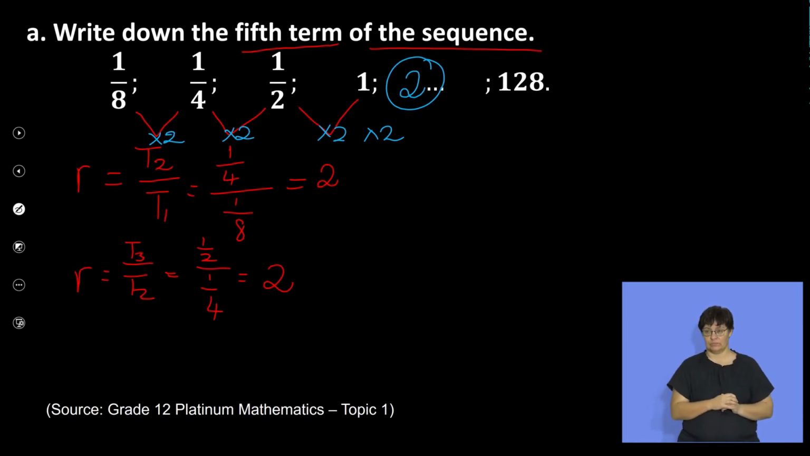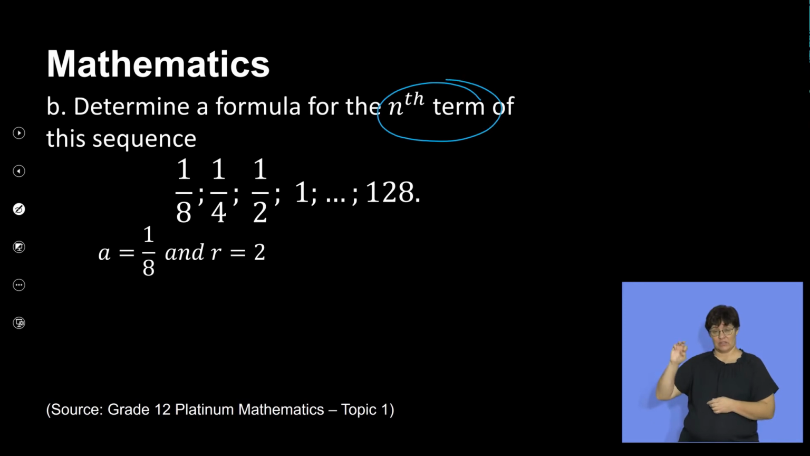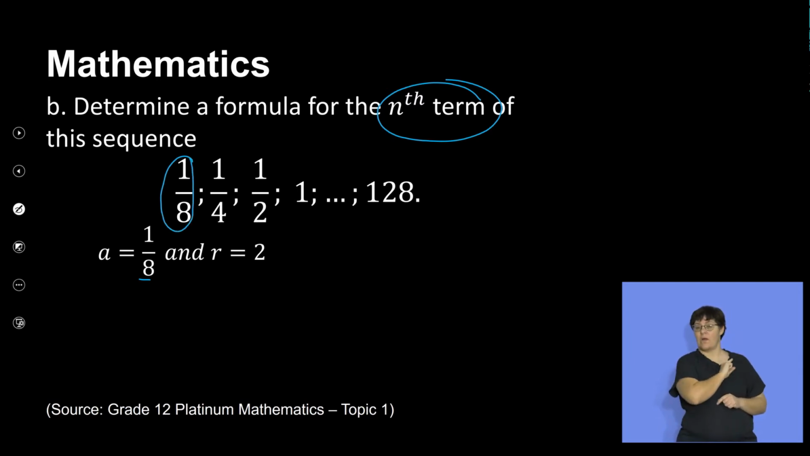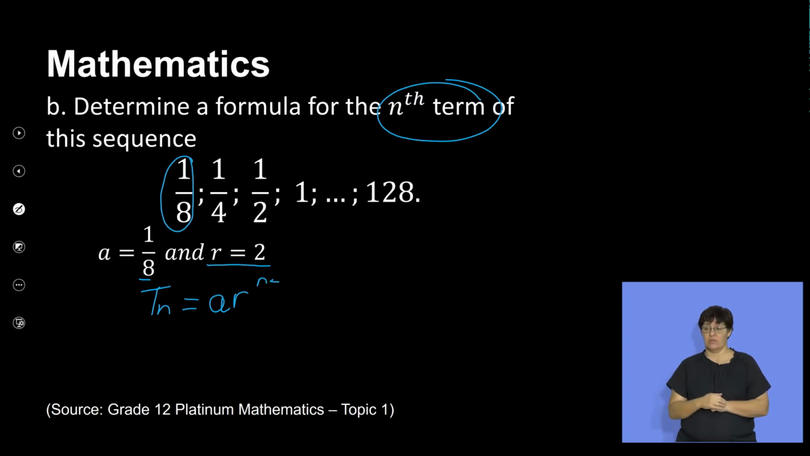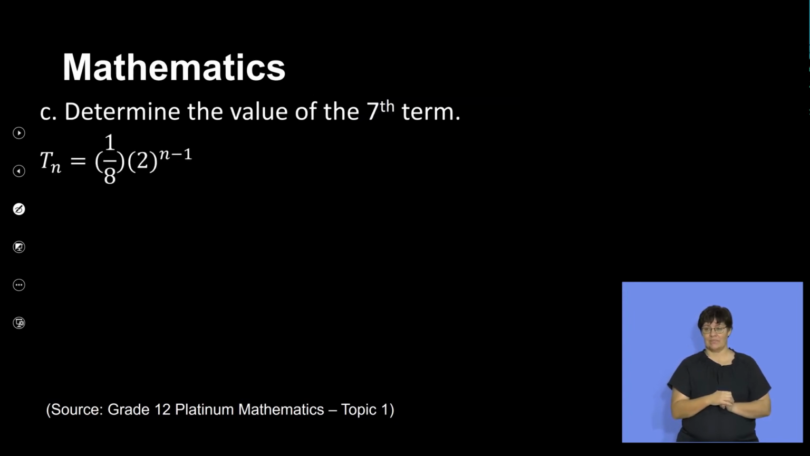Great, guys, let's move on to B. So we need to now determine a formula for the nth term of the sequence. We can see that A is an eighth just because that is the first term in the sequence. And my common ratio, which I found in A, is 2. For finding the nth term, we know that Tn is equal to A r to the power of n minus 1. So the nth term for the sequence will be Tn is equal to an eighth times 2 to the power of n minus 1. So that is my nth term for the sequence. Let's move on to C, everybody.